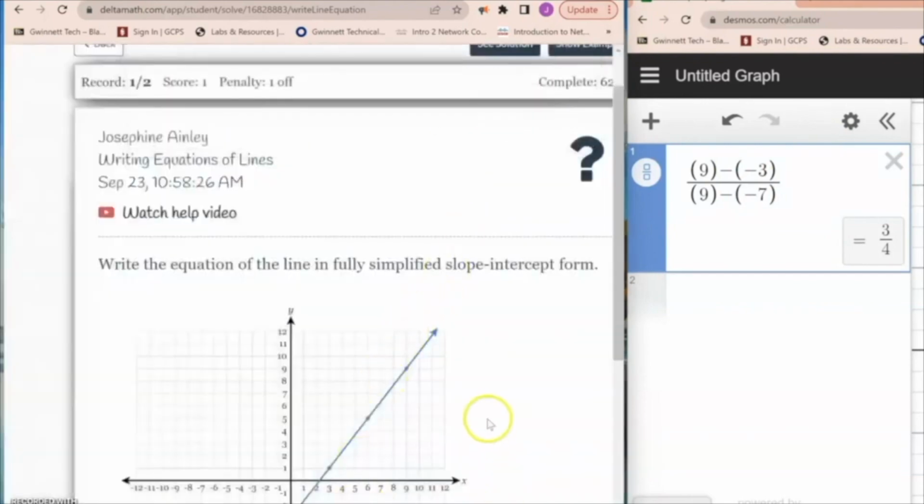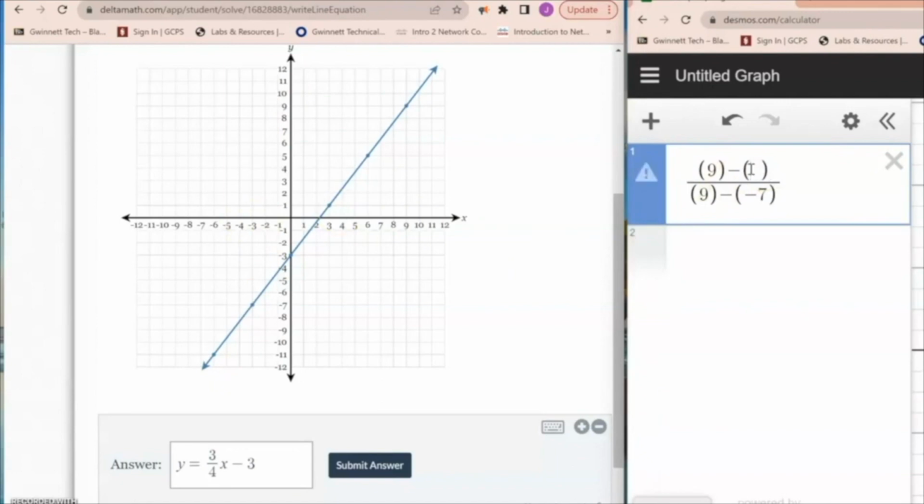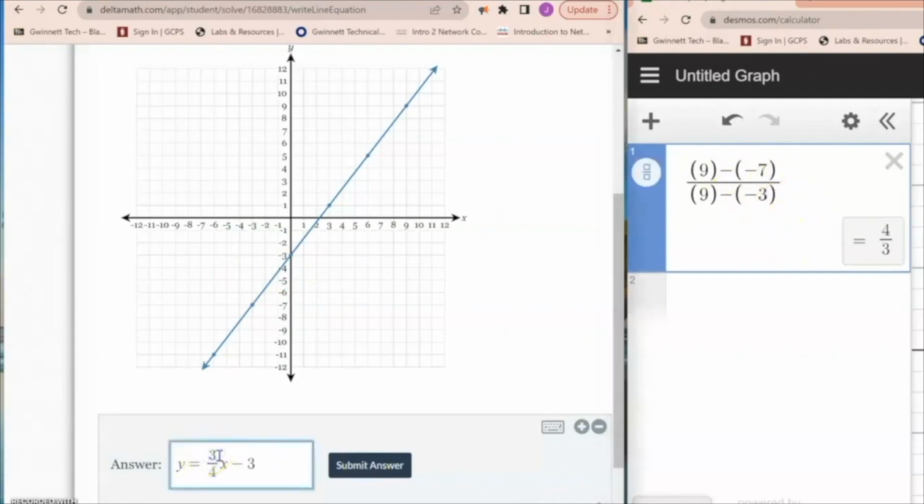Why is the answer not correct? -3 crosses -3. 9 goes with 9. And then what I do, oh, I put my x. Ooh, be careful. Y goes on top. Okay, so the y value, not the x. So -7. Be very, very careful with that. Goes with -3. All right, y on the top and then x. So it's 4/3.